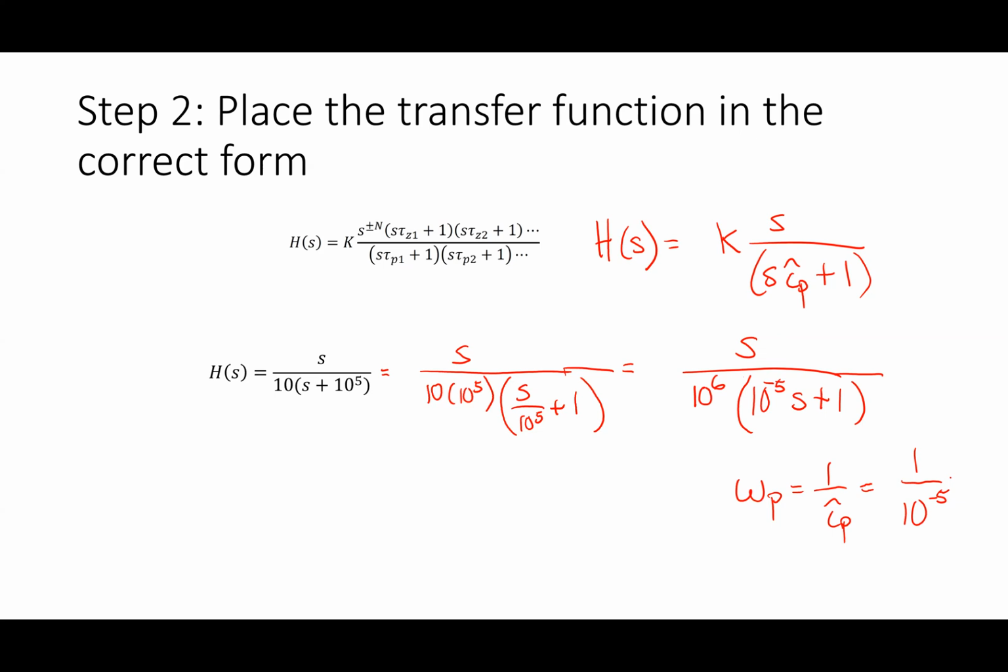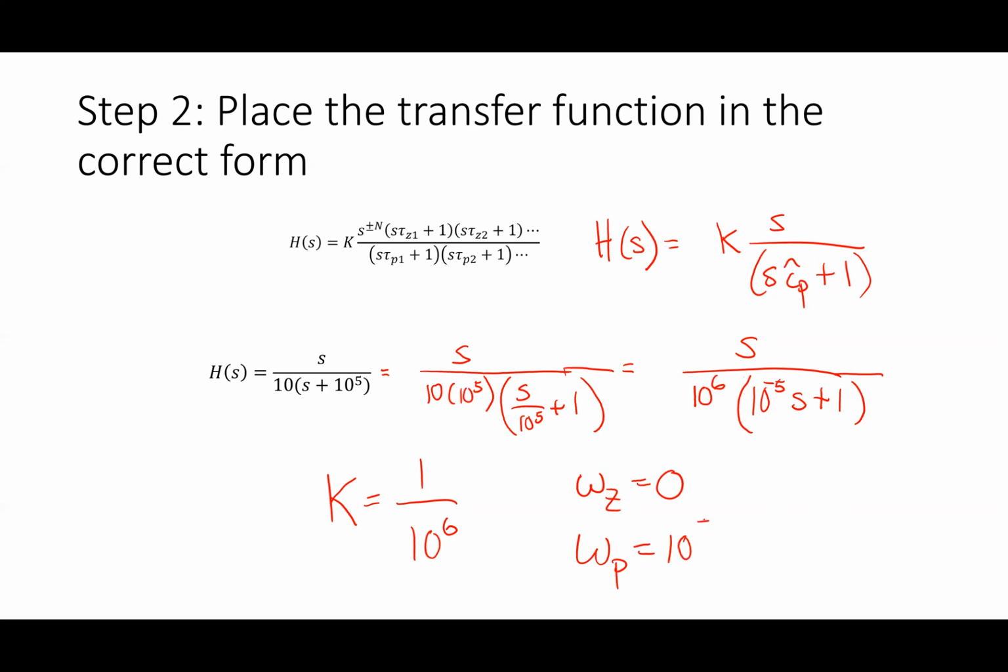So if we look at this thing right here, now I've got this guy in the right form, okay? So what's my k value? 1 over 10 to the sixth, right? I got that. So it's 1 over 10 to the sixth, okay? I've got my zero at 0. I've got a pole at 10 to the fifth, okay?